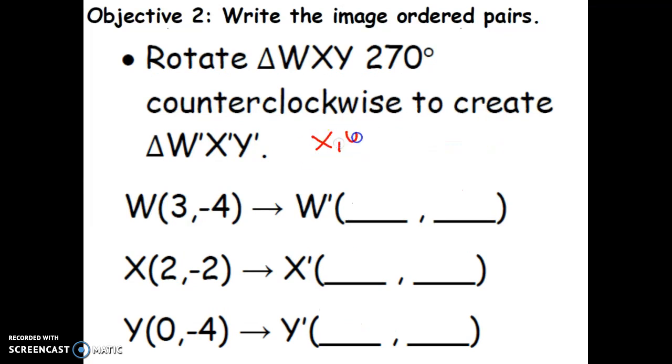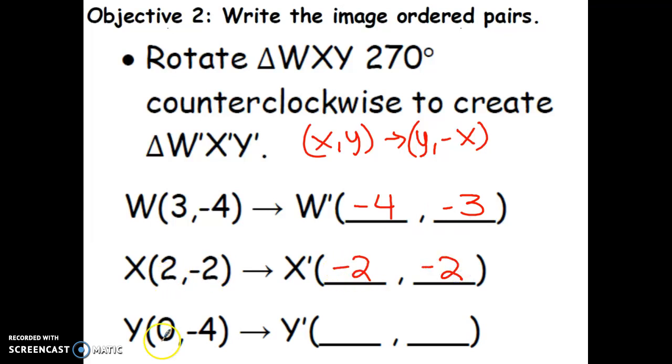Lastly, our 270, our function is (y, negative x), so we are going to change the sign of x and then swap x and y. 3 becomes negative 3, swap, it is negative 4, negative 3. 2 becomes negative 2, swap, negative 2, negative 2. 0 stays the same, swap, negative 4, 0.